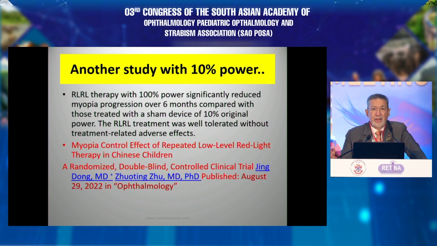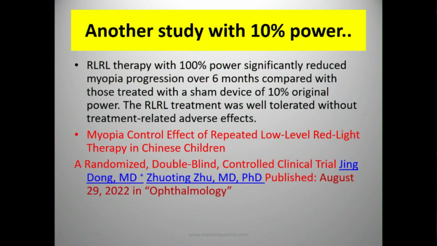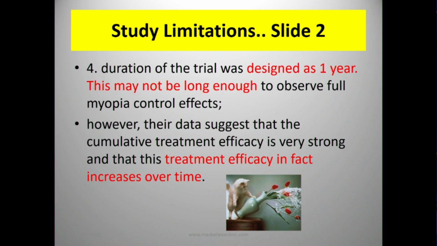There was another study which did a sham. That means they give just 10% power. If the RLRL study did 100%, they gave only 10% and found that the myopia progressed more than with the 100%. So that is some evidence that we have that 10% doesn't work.